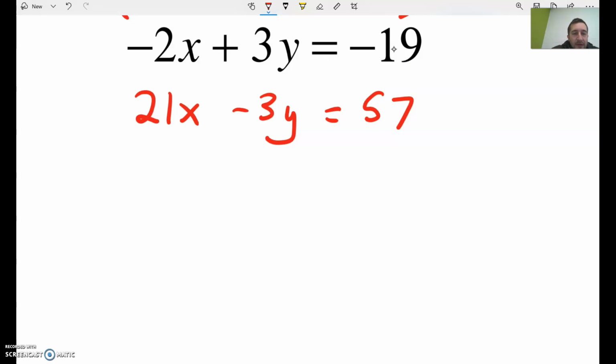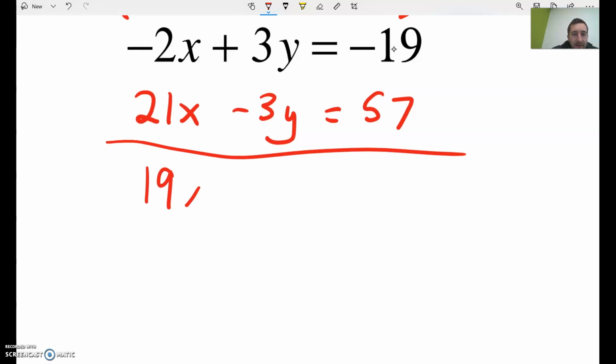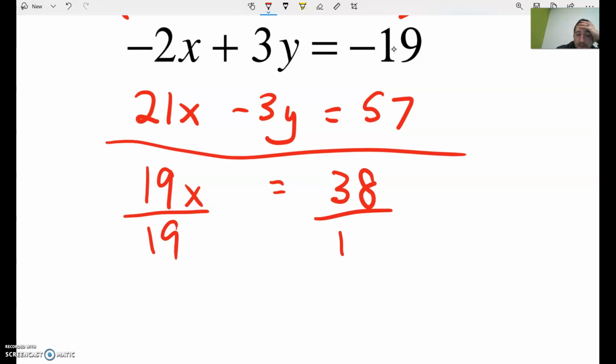Now we do -2 plus 21 is 19. We do 3 minus 3, which cancels, and we do 57 minus 19. 57 minus 20 would be 37, but it's 19, 38. Hey, it's going to work out, 19 and 38. Love it when a plan comes together and you get x equals 2. And all you need to do now is plug it back in to go and find your y value.